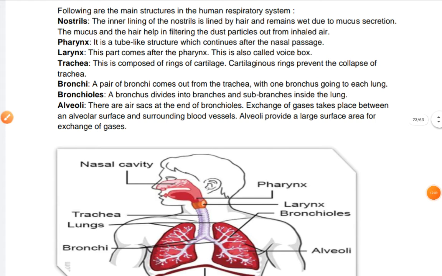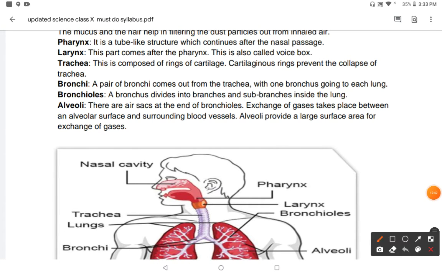And now the trachea. What is the trachea? This part comes after the larynx and is composed of cartilage, and the cartilaginous rings prevent the collapse of the trachea. It means it keeps the passage open for inhaling and exhaling air. Bronchi: a pair of bronchi comes out from the trachea, with one bronchus going to each lung. Bronchioles: the bronchus divides into branches and sub-branches inside the lung.